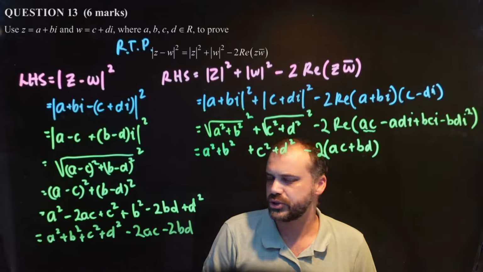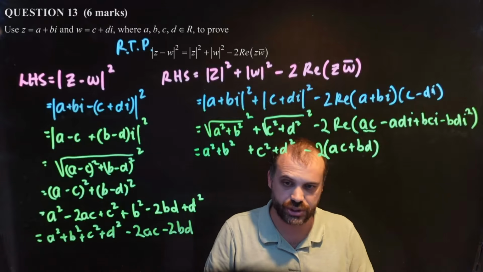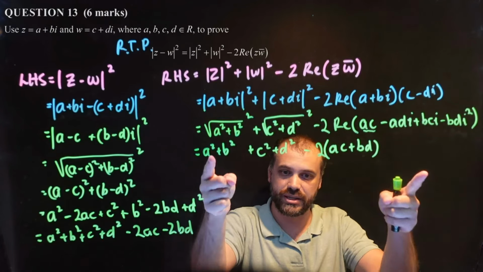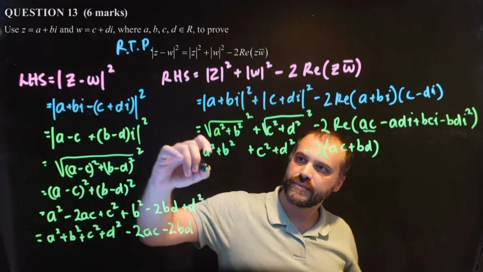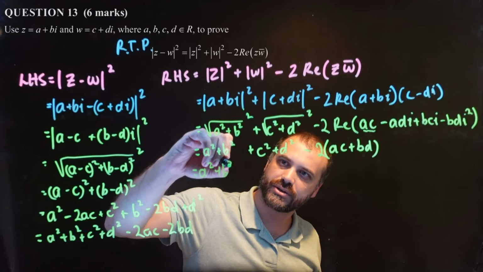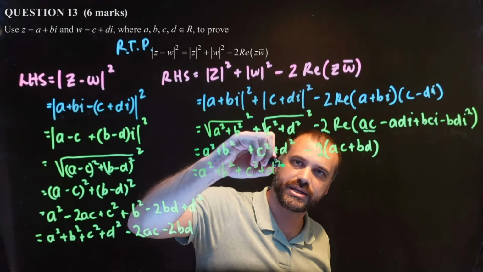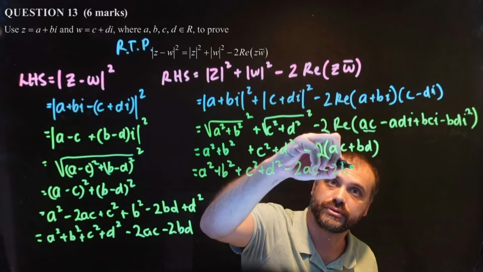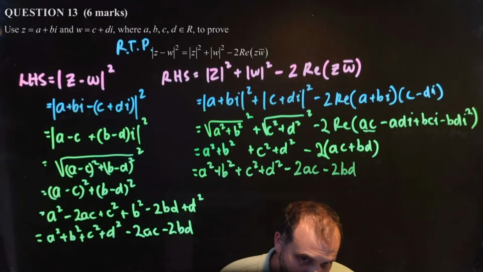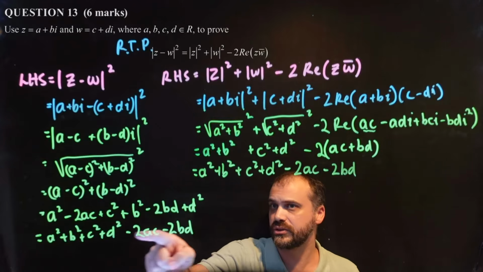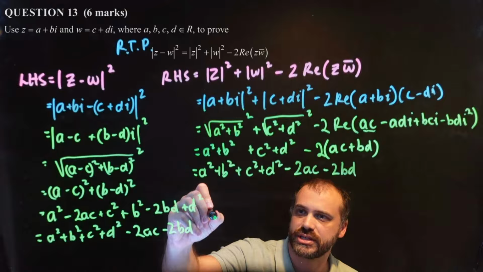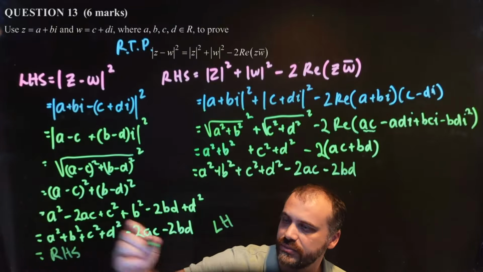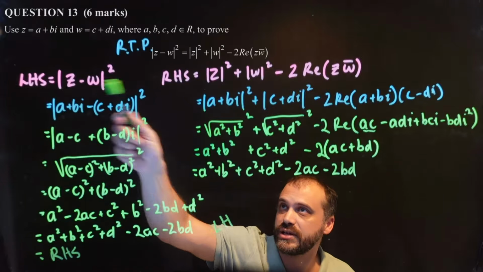Now, how you choose to proceed from here is totally up to you. You could factorize this to make it look like this, or you could expand this to make it look like this. But I'm going to expand because that's what I was talking about earlier. Just expand, expand, expand, expand, expand, and hope you end up with the right answer. Minus 2ac minus 2bd. Okay, I think I've got it. Duh, that looks the same, that looks the same. And then I can just say that the left-hand side equals the right-hand side. That's probably the best way to go. This is the left-hand side, this is the right-hand side.